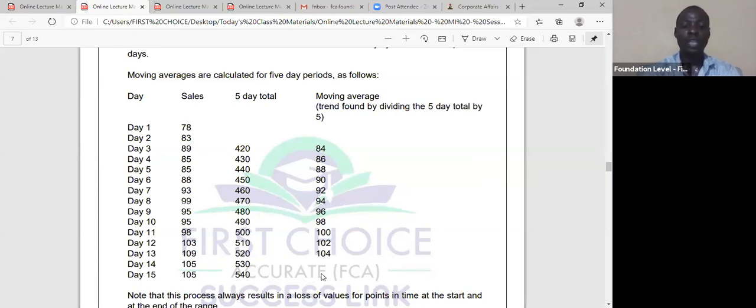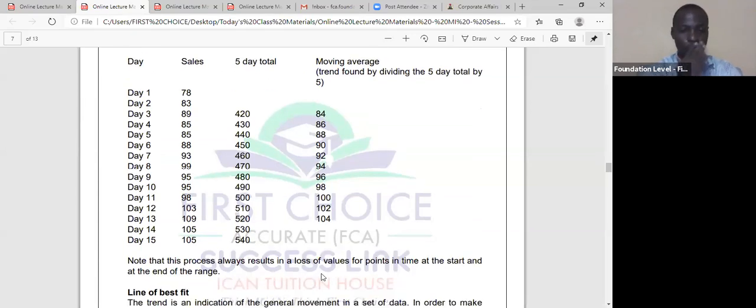So note that the process always results in a loss of values for points in time at the start and at the end of the range. So we've lost 2 points here, especially here 2 points.